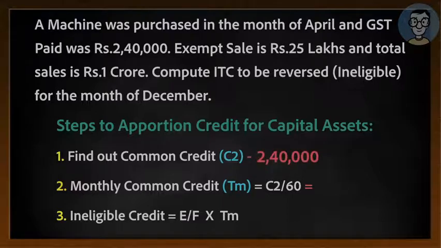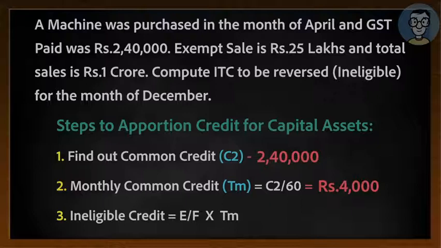So step number 1 is done. Now step number 2. What is step number 2? Compute monthly common credit, that is TM. How do you find out TM? 2,40,000 divided by 60. This 60 remains constant for all the sums. So 2,40,000 divided by 60. What is the answer you get? That is 4,000 rupees. Now you got monthly common credit 4,000 rupees.